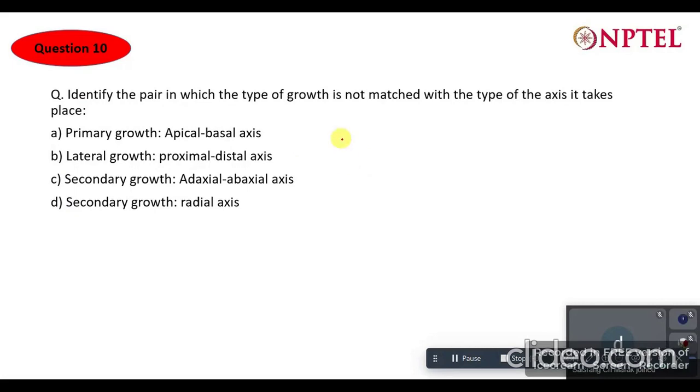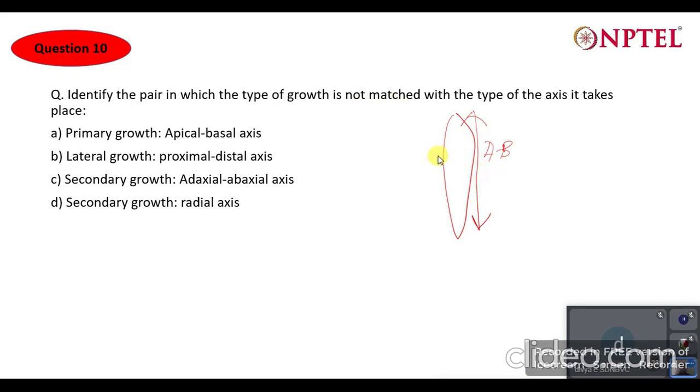So identify the pair in which the type of growth is not matched with the type of axis it takes place. Just to refresh, if there is a plant, and it increases in height, that is called the apical basal axis.